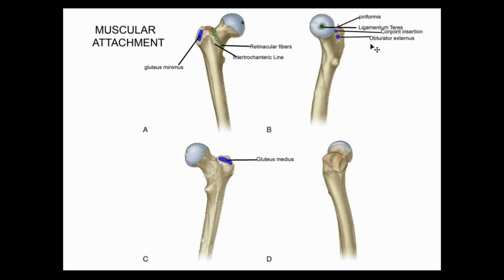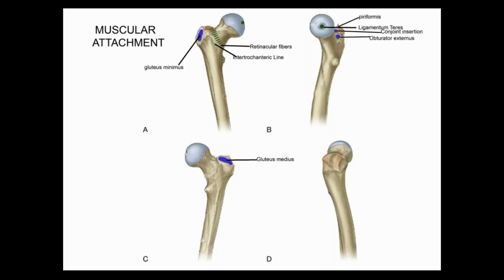Now, the greater trochanter has two borders. One is the upper border, and another is the posterior border. The posterior border continues with the intertrochanteric crest, and the upper border has an upturned edge where it receives the piriformis.